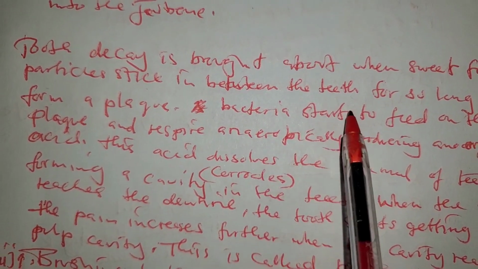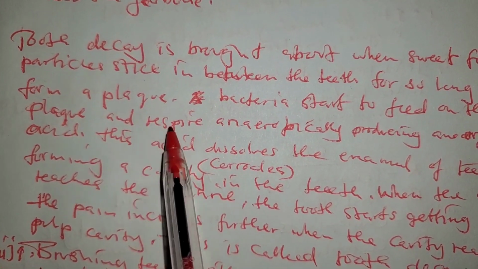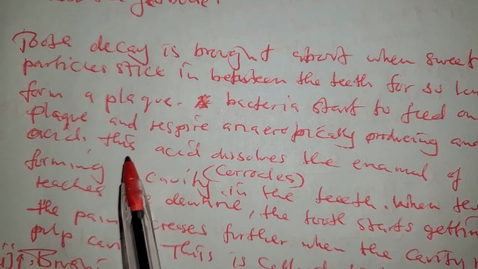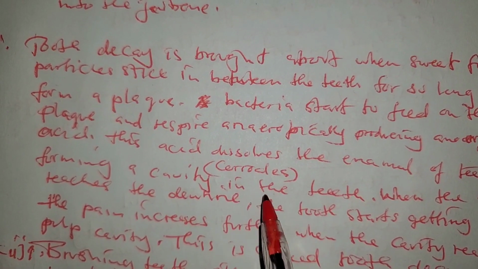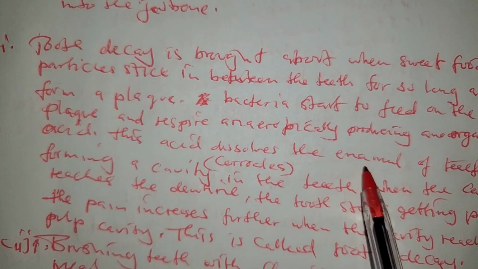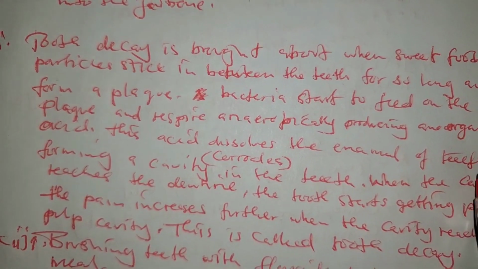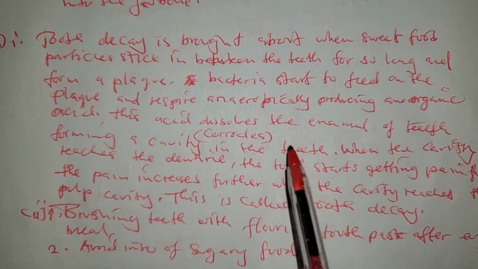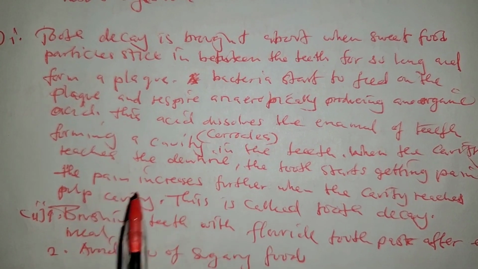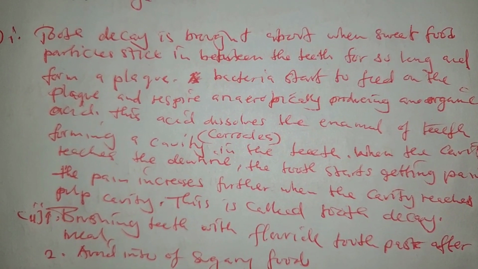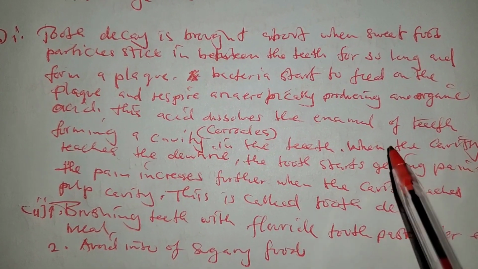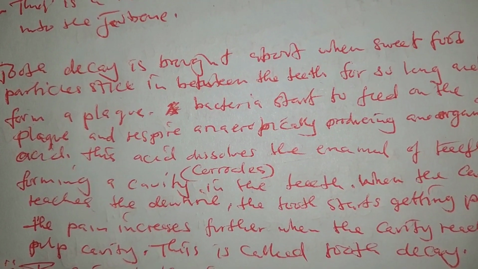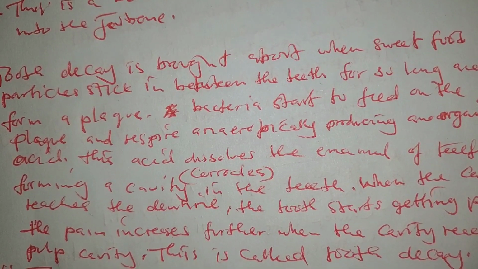Now, bacteria start to feed on the plaque and respire anaerobically, producing an organic acid. This acid dissolves, to dissolve is to corrode, the enamel, which is the hardest part of the tooth, forming a cavity in the teeth. When this cavity reaches the dentine, the tooth starts getting painful, and the pain increases further when the cavity reaches the pulp cavity. This is called tooth decay.